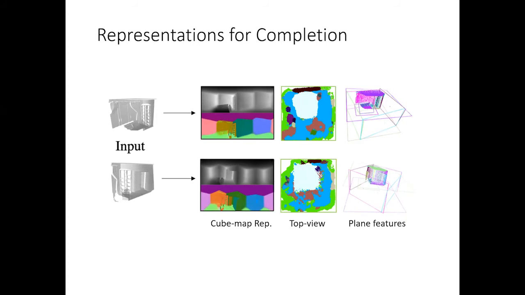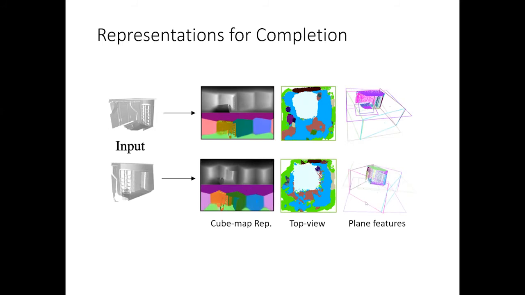So what we do here is combine these three types of representations to extract features, but we still use the matching module to automatically select the features to match. You can imagine that for certain cases, in particular if there's a large overlap, the cube map representation is good.